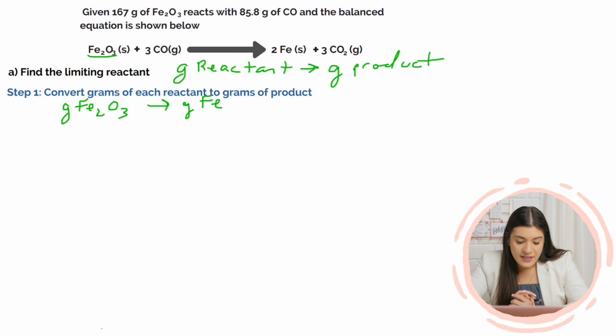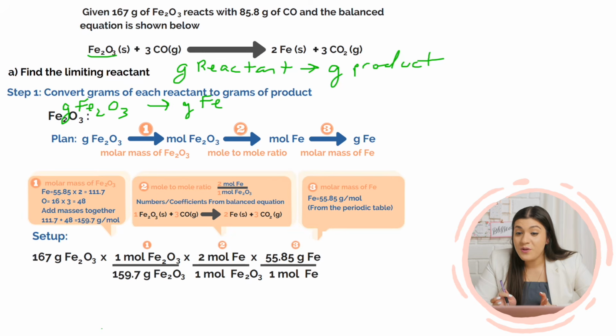And then we're trying to get to grams. So what's our next step? The molar mass? Good. Beautiful. 55.85 is our molar mass of iron. So this is what we should have gotten.